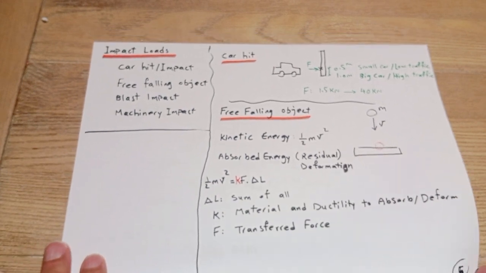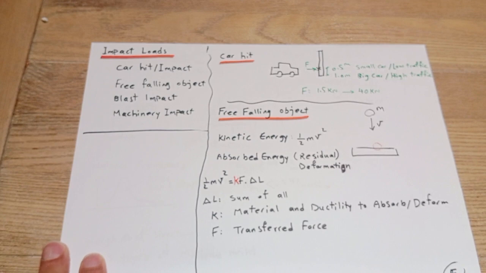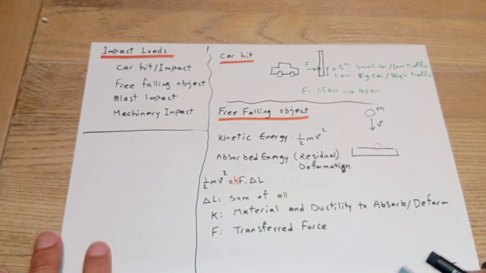And the last part is impact loads. Impact load is just like car hit or impact. We can say these are mainly dynamic effects. The second type is free falling object, like a free falling rock on the structure or any mass on the structure, blast impact or explosion impact. And the last one is machinery impact, like vibration and rotation of the machine on the structure and its effect on the structure.